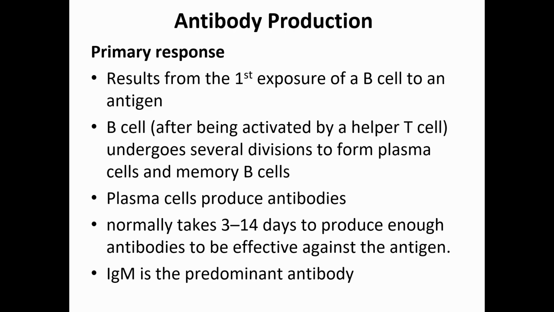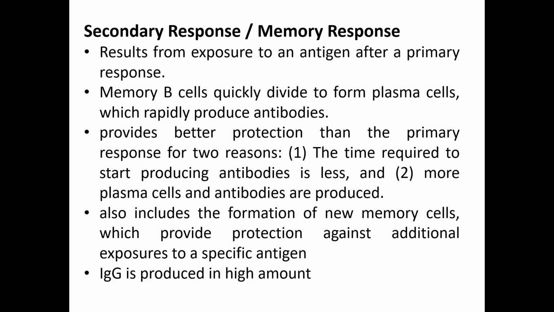Your antibody production results from the first exposure of a B cell. Once a B cell is activated by a helper T cell, it undergoes several divisions to form plasma cells and memory B cells. Plasma cells produce antibodies and normally take 3 to 14 days to produce enough antibodies to be effective against the antigen. Antibody M is the predominant antibody.